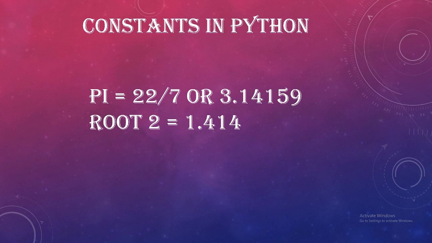But the value can also be changed. So in Python there are no true constants. And yeah, root 2 is 1.414, and it goes on endlessly. So these 2 are some constants.